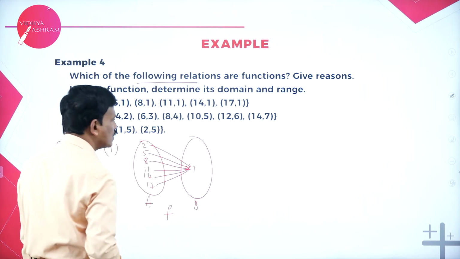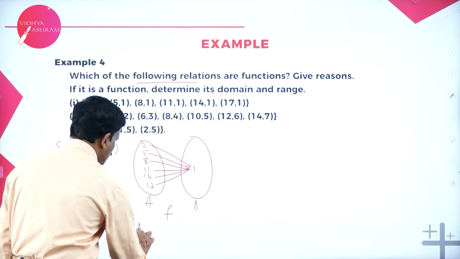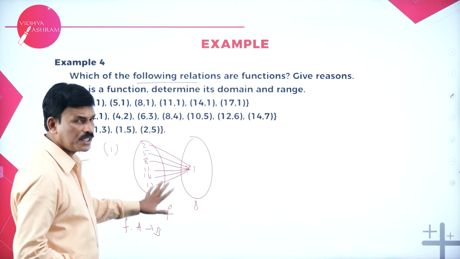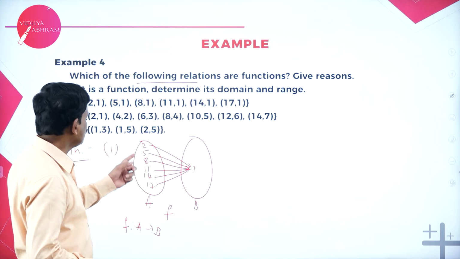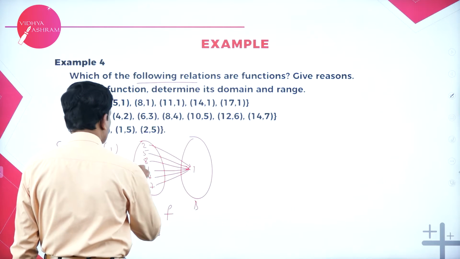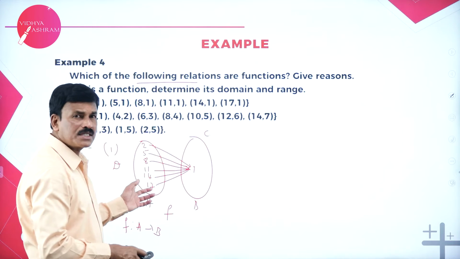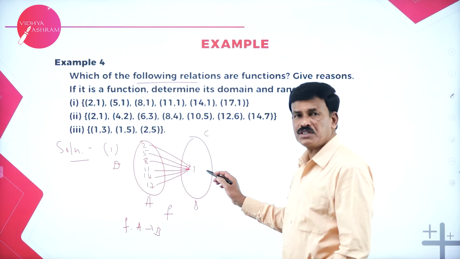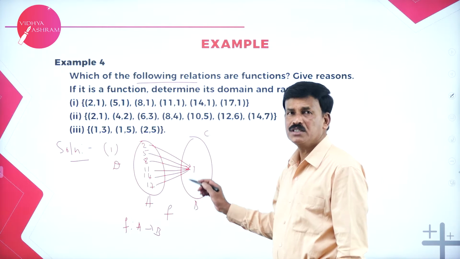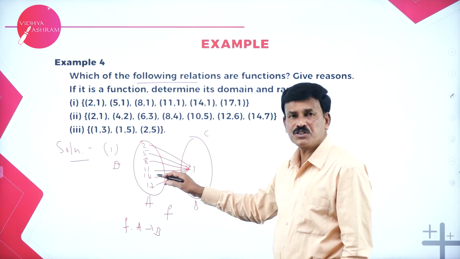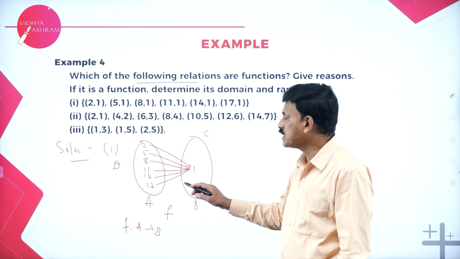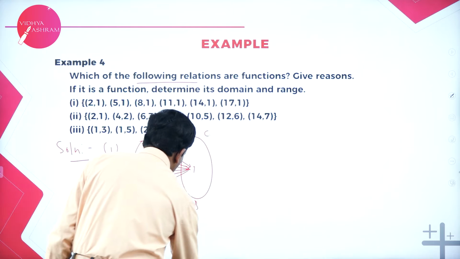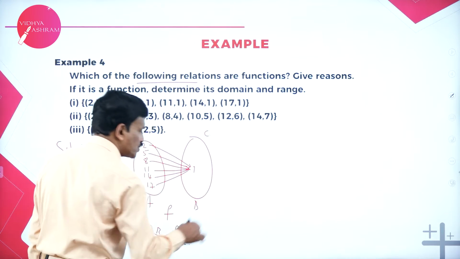Check whether f from A to B is a function or not. Just check. By looking at this arrow diagram, you can straight away say that this is a function because this is the domain and the codomain. Every element of the domain is associated with a unique element of the codomain. That is, every element of the domain is used only one time with the element of the codomain. So therefore, f from A to B is a function.